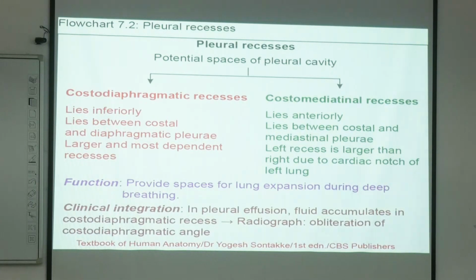So, the recesses are the potential spaces of the pleural cavity. Costodiaphragmatic recess lies inferiorly, between the costal and diaphragmatic pleura, the larger and most dependent recess. And costomediastinal recess lies anteriorly, between the costal and mediastinal pleura, and the left recess is larger than the right due to the cardiac notch of the left lung.